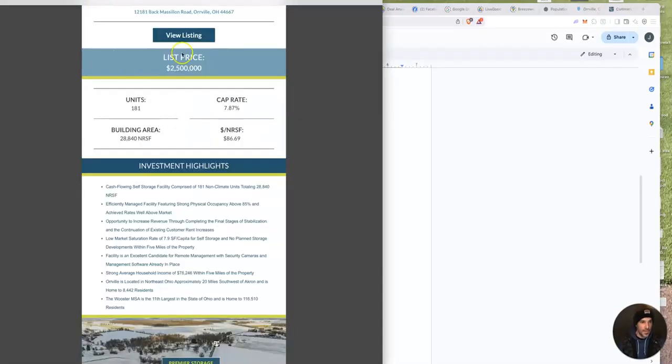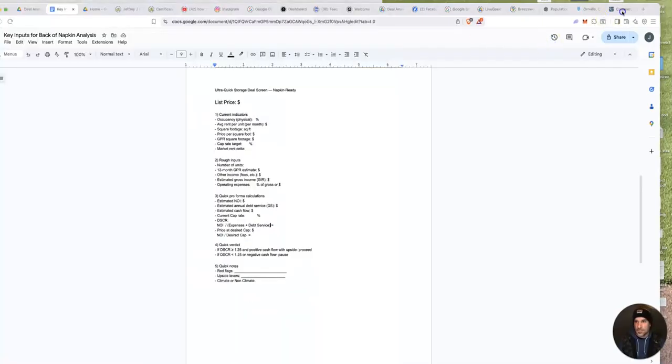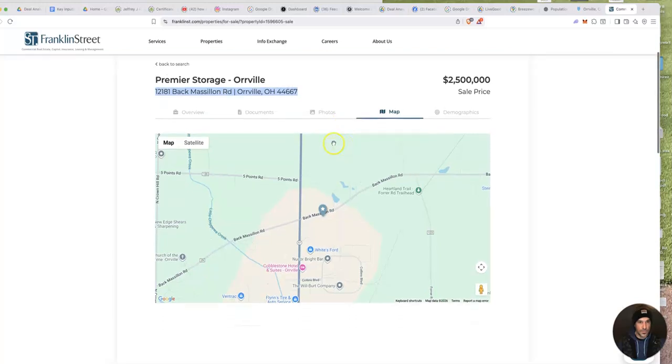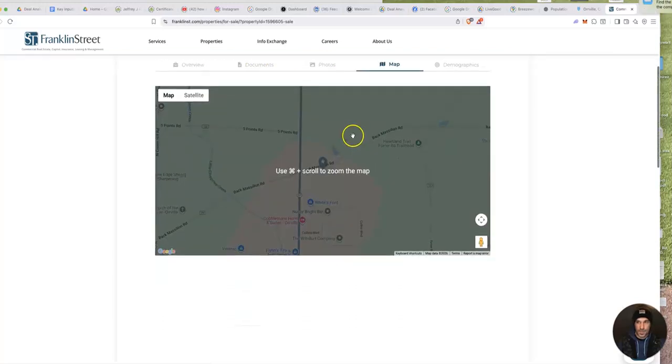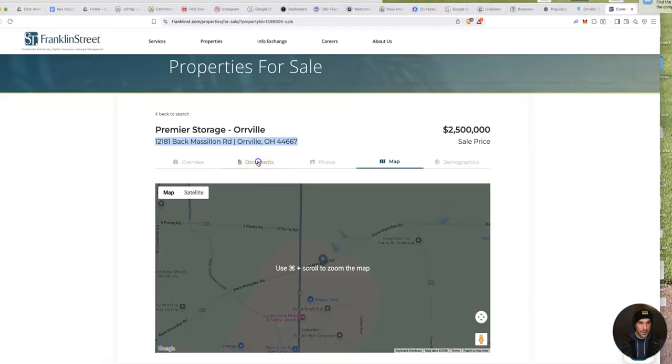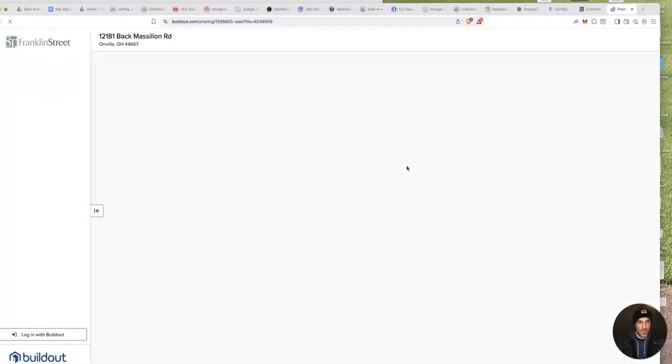Okay, so I think I have this open over here. If we open up the OM and pop into the documents here, it's going to have an OM of some sort that we could read through and try to get some of this information.